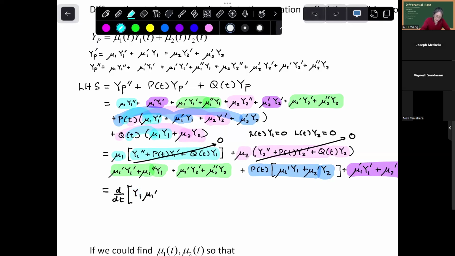Oops, let me write it with green. First guy times the derivative of the second. So that's this. Plus the second guy times the derivative of the first guy. So that first green is the derivative of this. And then the second green is y2 mu2 prime.